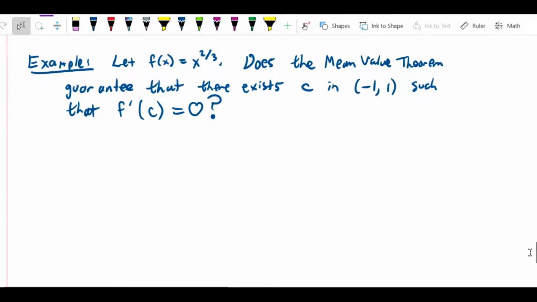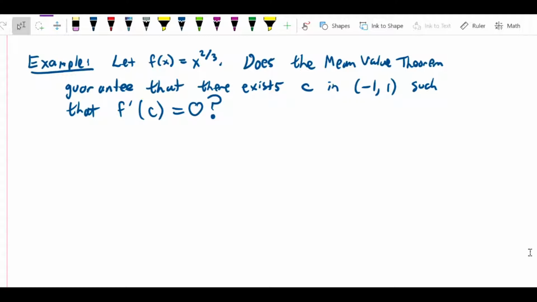I want to do one of the classic mean value theorem problems. X to the 2/3 has a special place in the heart of all math professors for the reason I'm about to show you. If you let f of x equal x to the 2/3, the question is, does the mean value theorem guarantee that there exists a number c in the interval of -1, 1 such that f prime of c equals 0? Well, let's find out.